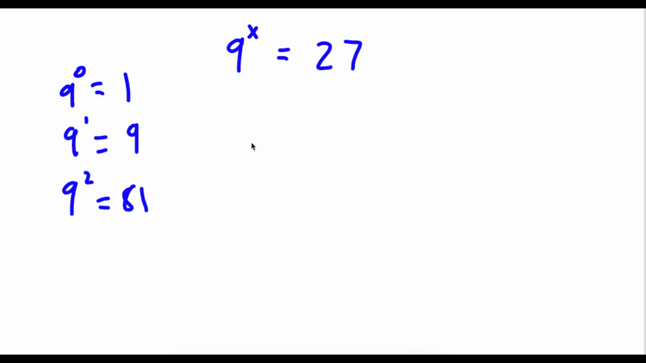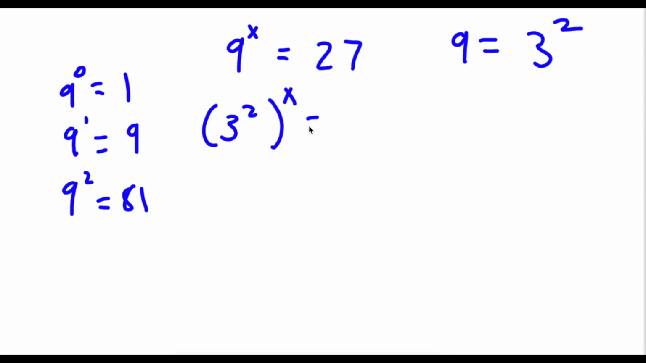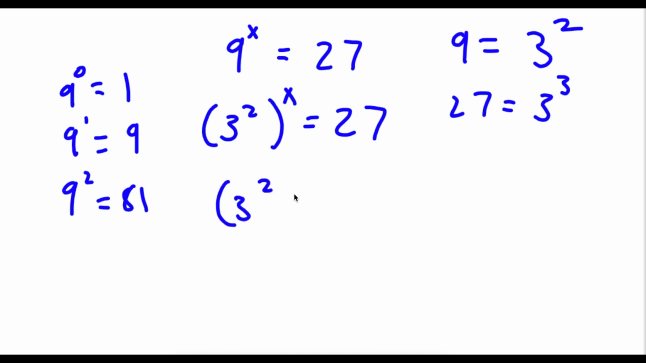Alright, so to solve this, it's actually really simple. 9, this is the same thing as 3 to the power of 2. So now if I replace 9 with 3 to the power of 2, I get 3 to the power of 2 to the power of x is equal to 27. Now, 27, this is equal to 3 to the power of 3. So 27, I'm going to replace with 3 to the power of 3. So now I have 3 to the power of 2 to the power of x is equal to 3 to the power of 3.